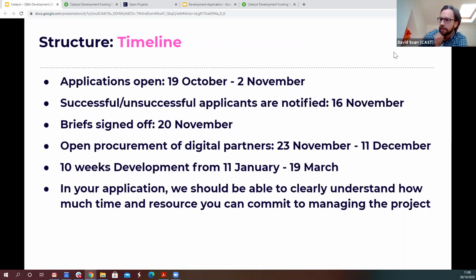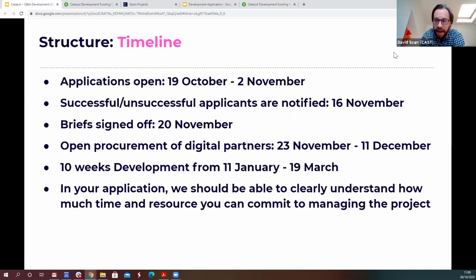The timelines for everyone. So the applications are currently open. They opened on the 19th of October. They close next Monday on the 2nd of November. Then all applicants, both successful and unsuccessful, are notified on the 16th of November, once we've had the chance to cover due diligence and assessment period.